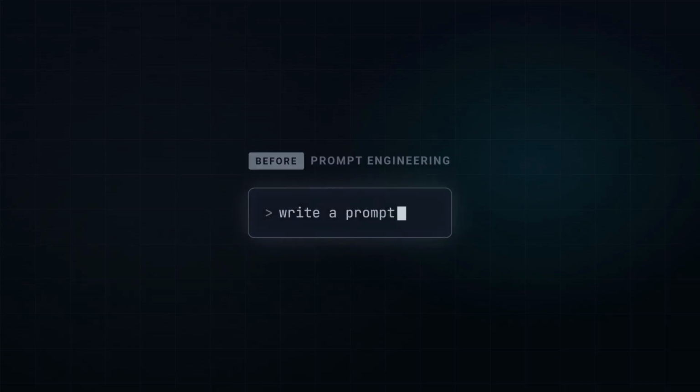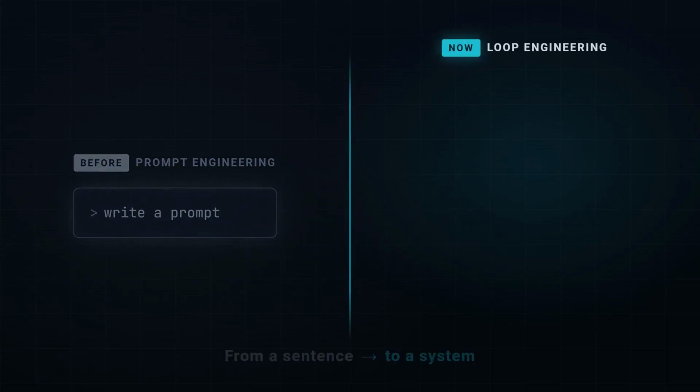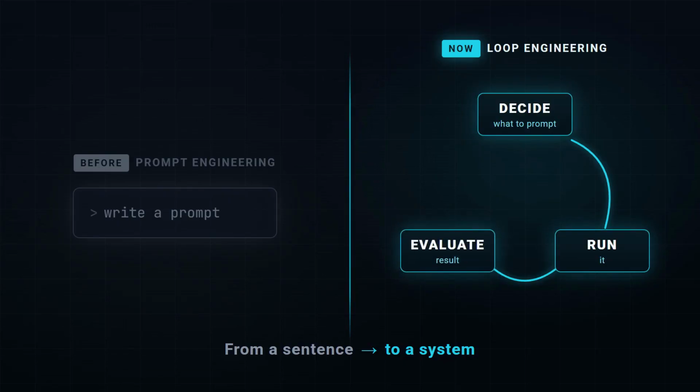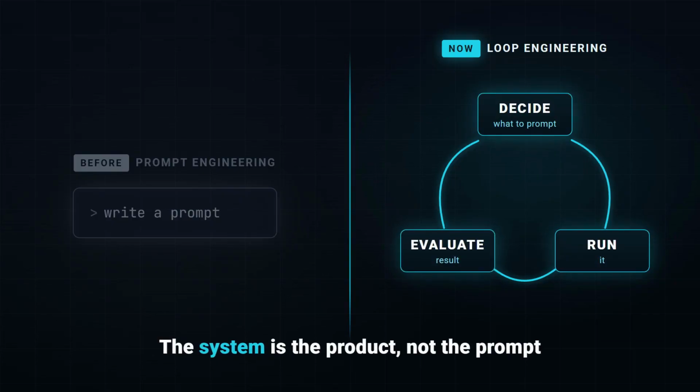So step back for a second, because something genuinely changed here. We used to optimize the prompt, hunt for the one clever sentence that gets the model to behave. Loop engineering reframes the whole task. You're not writing a prompt anymore. You're designing a system, something that decides what to prompt next, runs it, and then evaluates the result. The prompt stops being the product. The system around it becomes the product.